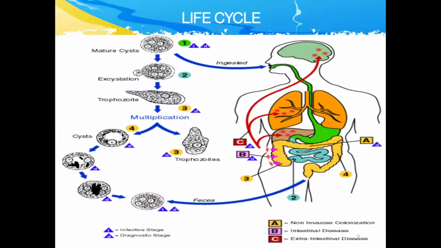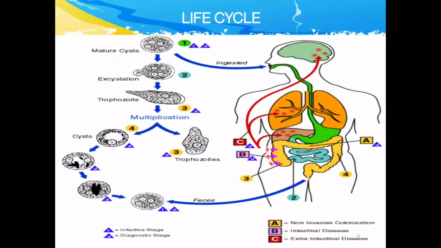So guys, here we will discuss how the life cycle of amoebiasis happens. Beginning with the first, that is the mature cyst. The mature cyst is ingested by the human. From there it goes to the stomach and to the intestine.